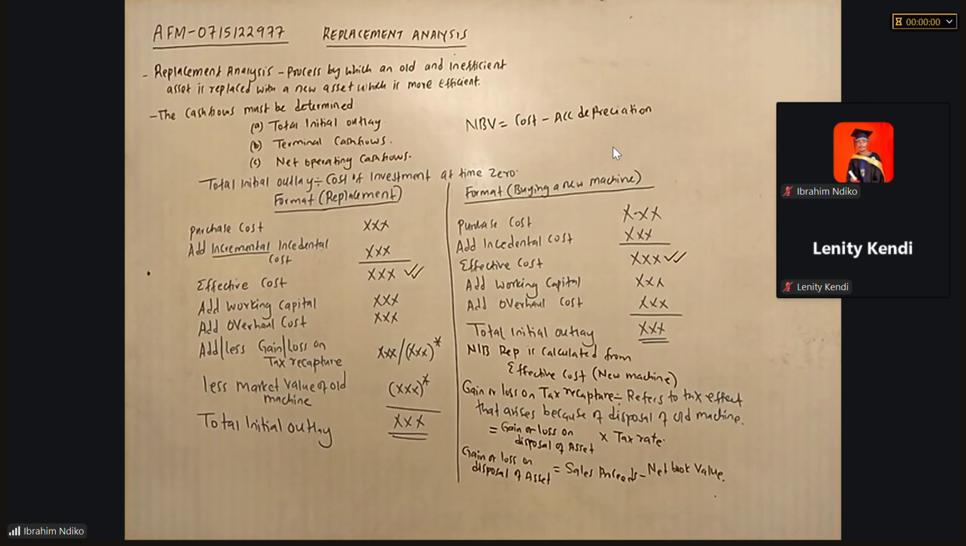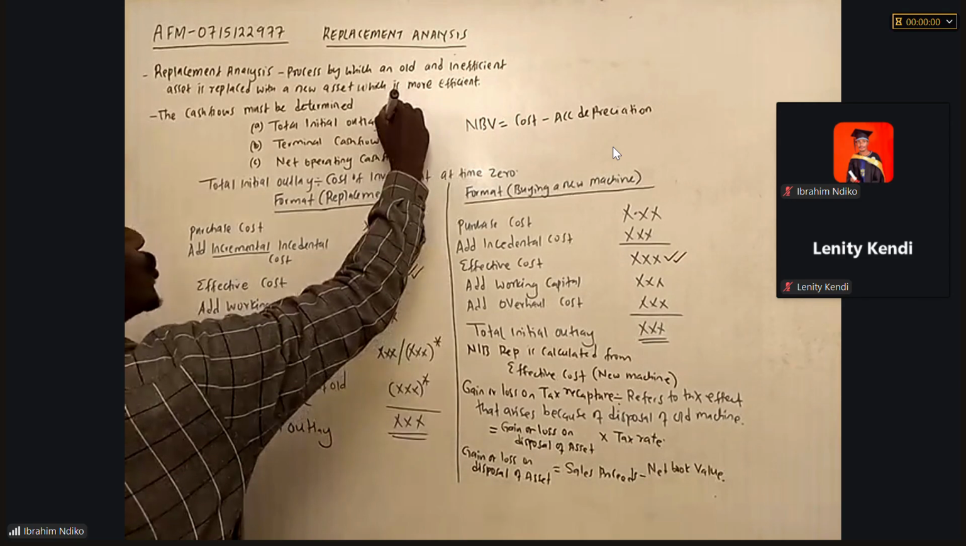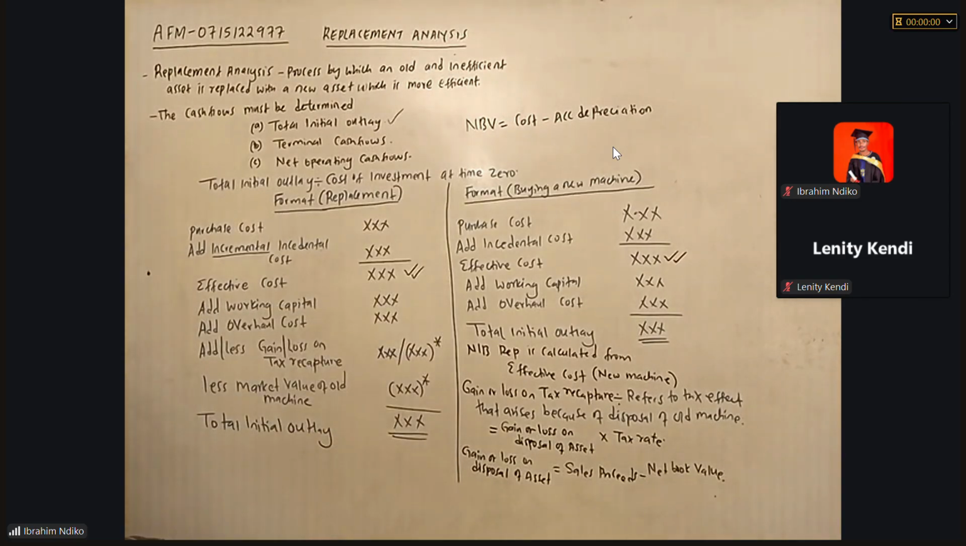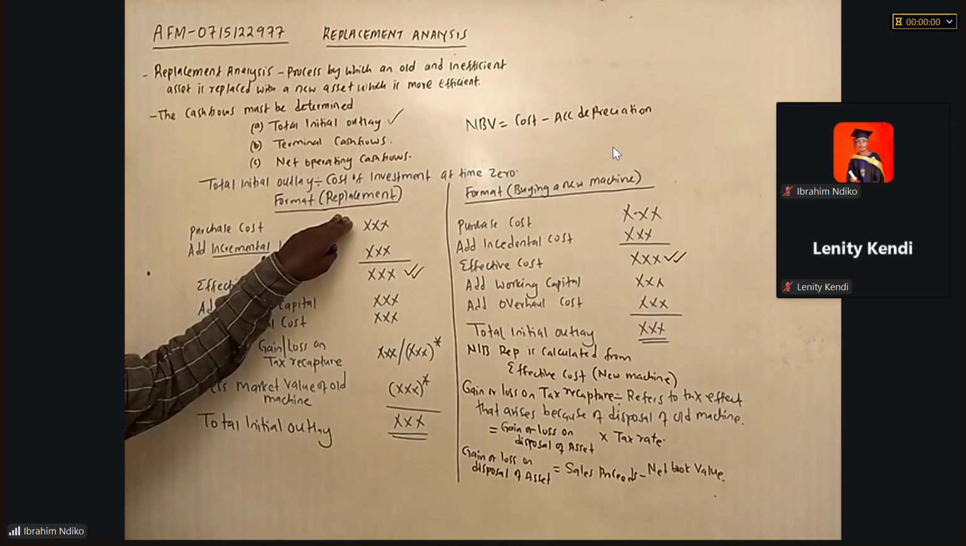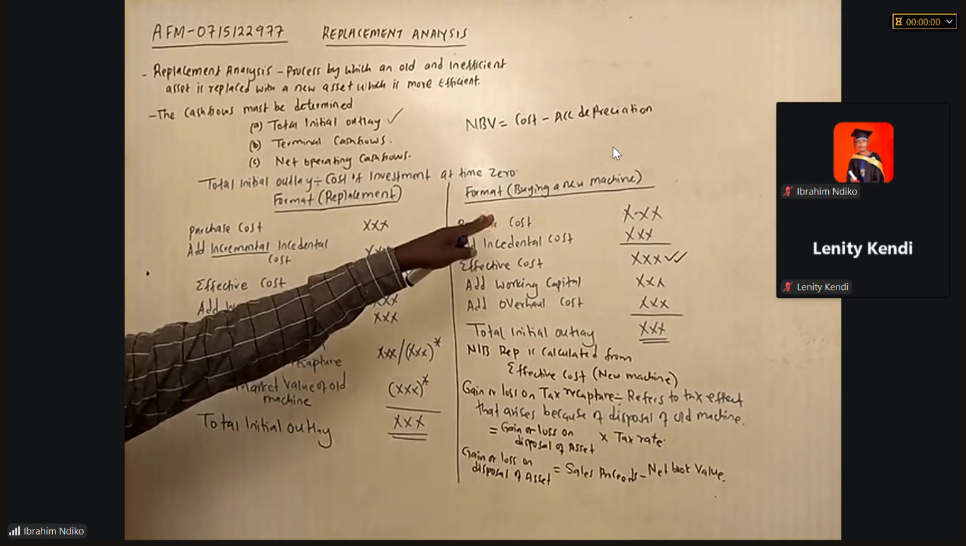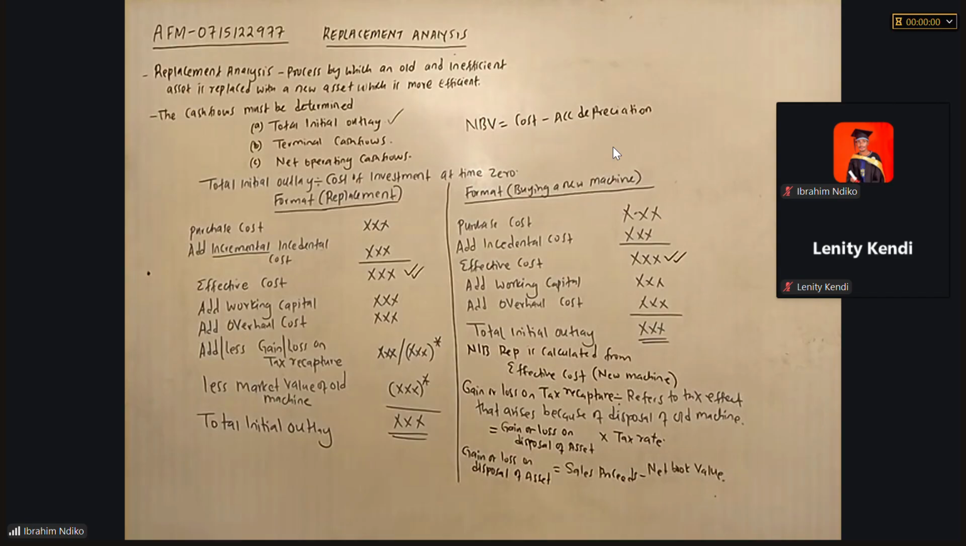Now, with that one, I think we are done. We can go to how to determine terminal cash flow, number 2. So number one is fine: total initial outlay, you can use either the replacement format, depending on the question, or the one for just buying a new machine. Number 2 is about terminal cash flow.